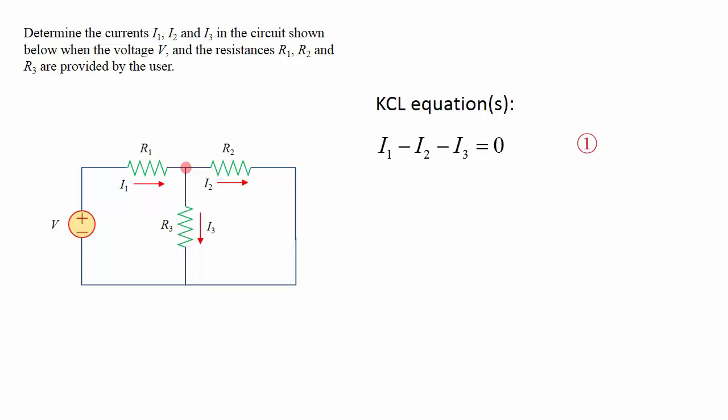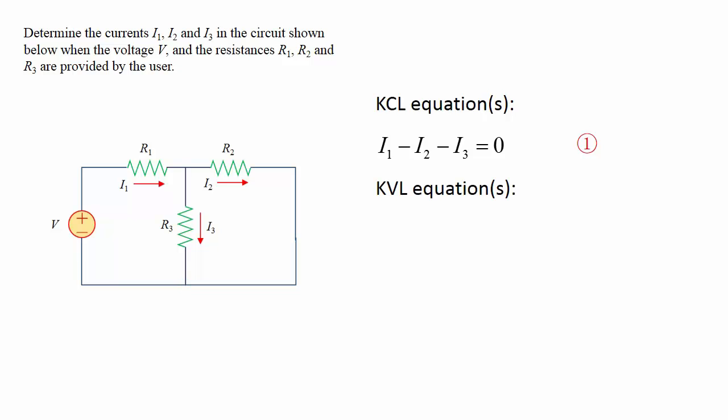And then you will realize that you cannot write any more informative equations. For example, if you write another KCL equation of this node right here, you will see that the new equation you write is essentially the same as equation 1 that I just wrote.